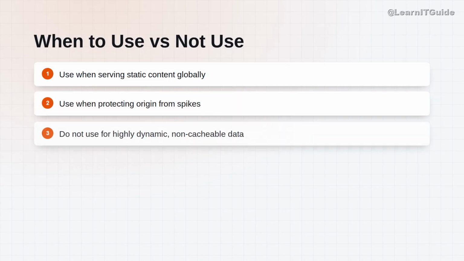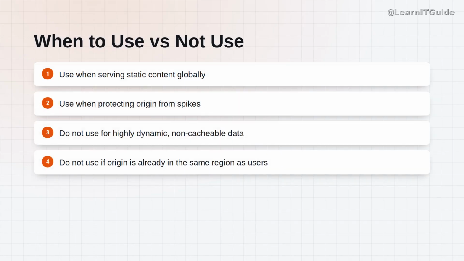When should you use CloudFront? Use it when you are serving static content to a global audience, or when you need to protect your origin from traffic spikes. Do not use it for highly dynamic content that changes per request, like personalized user dashboard data, unless you have configured complex cache keys. Also, if your origin server is already in the same region as your users, adding a CDN might actually introduce unnecessary complexity and cost without meaningful latency gains. Use these criteria to decide if this tool is right for your situation.